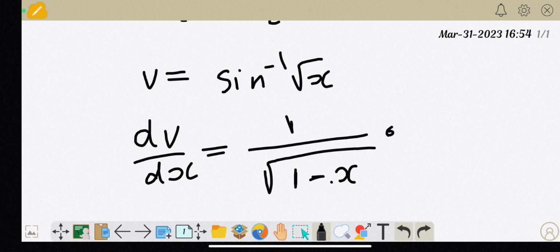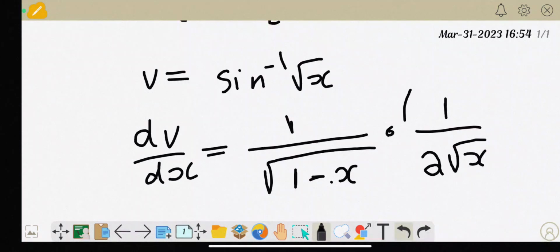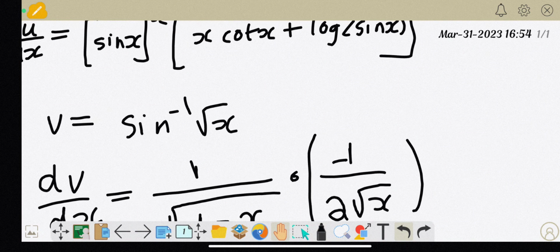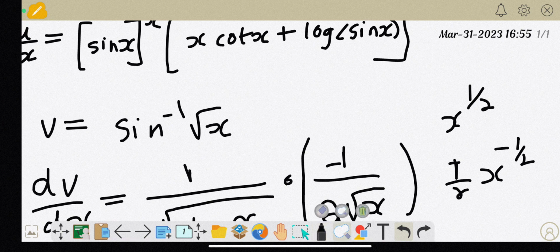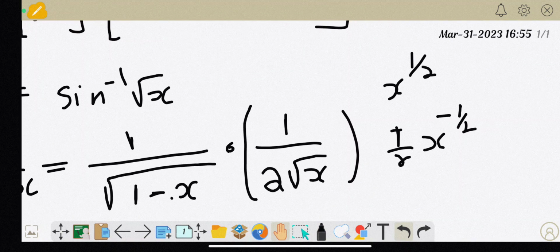It is 1 by 2 root x. X to the power half, so it will be half into x to the power 1 minus half, which is minus half. Yeah, it's correct. 1 by 2 root x, it is not minus. Yeah, now it's proper.